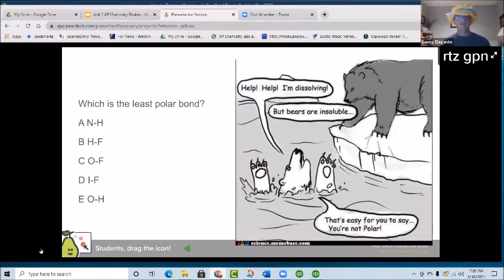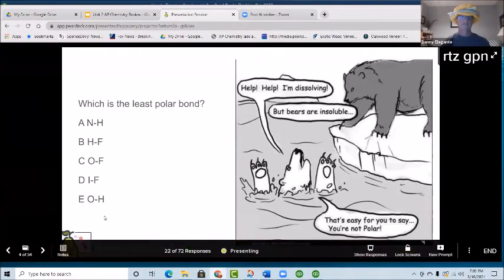So based on your knowledge of looking at the periodic table, which one is going to be the least polar? If you know your electronegativity trend, you ought to be able to answer this question, and you can just drag the icon to the one that you think is the right answer.